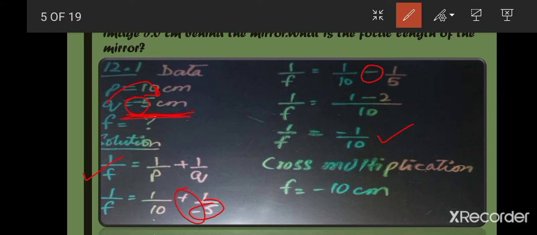Here you can see 1 by f is equal to minus 1 by 10, but only f is required. So how can you take f? You have to reverse the fraction on both sides. So it will be f equals minus 10 centimeter. One method is that you invert both the fractions, or you can also cross multiply this so that you can get f equals minus 10 centimeters. Here you can see the focal length also comes out to be negative, which shows that the focal length of convex mirror is negative.